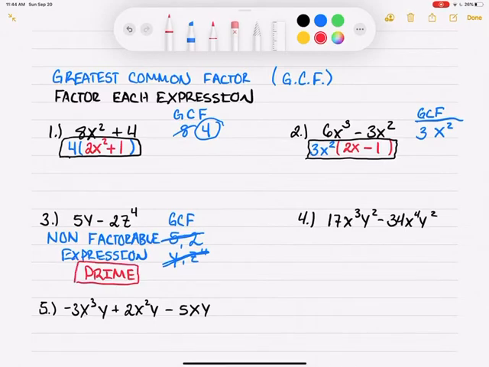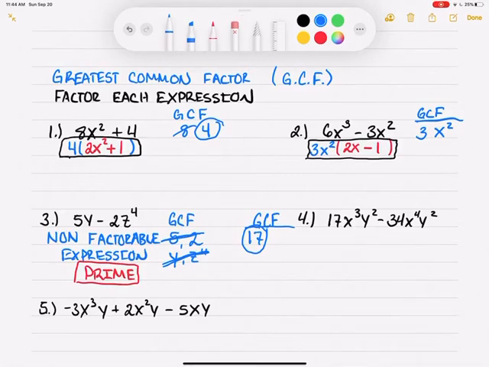You would also call this a prime expression, meaning it cannot be broken down. In example 4, my GCF for the numbers, I have 17 and 34. I can divide 17 by itself. I can also divide 34 by 17. If I tried to divide 17 by 34, I would have a fraction. So I know that 17 is going to be what I can divide both of those numbers by, meaning that's my GCF.